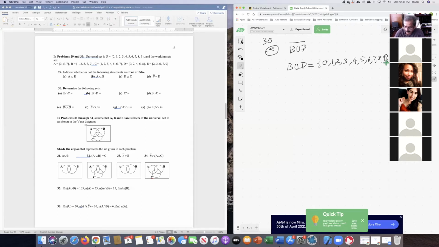Isn't the answer phi, right? Yes. Okay. So the complement of that is phi. There's nothing there, nothing in the complement.